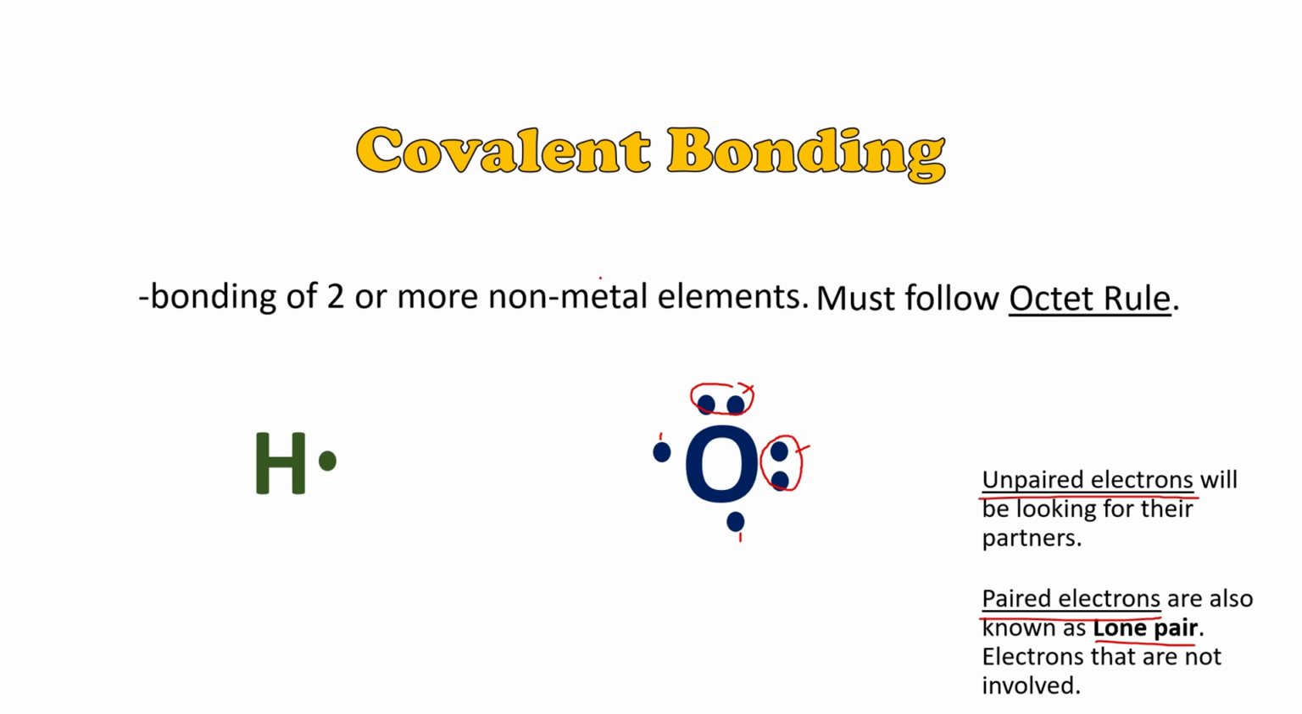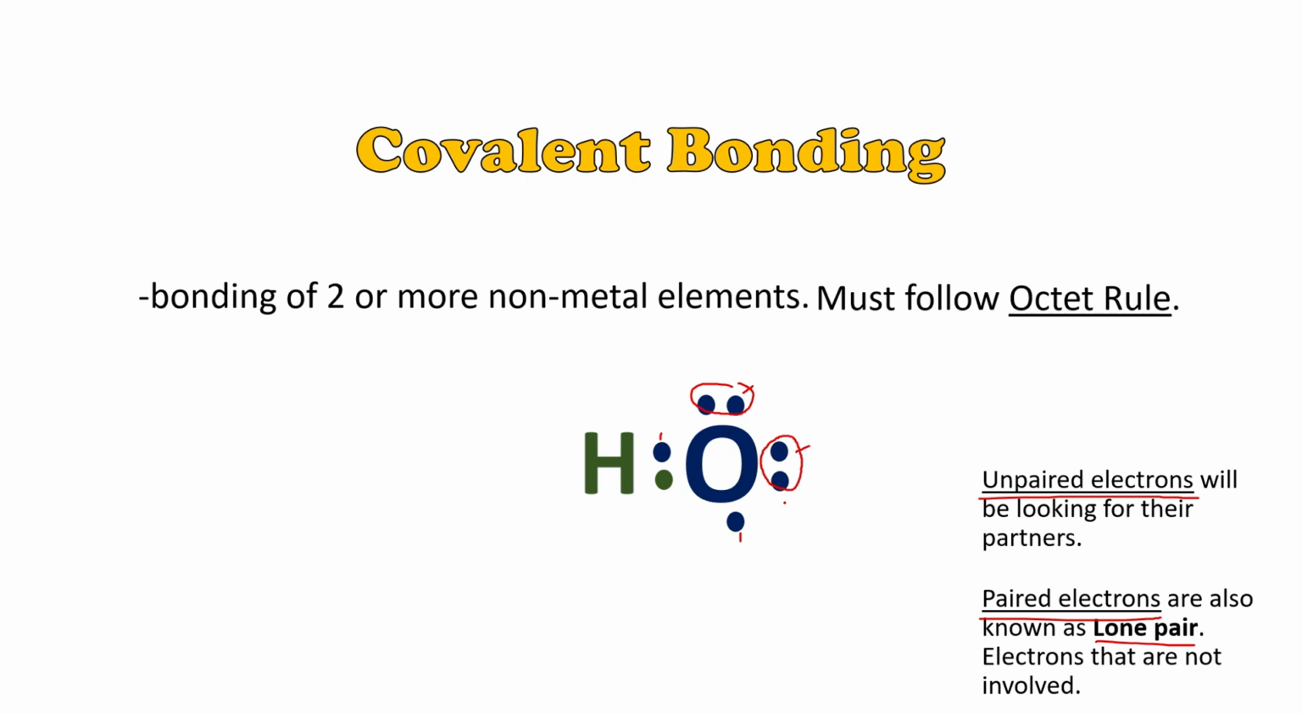But in covalent bonding, the unpaired electrons are the ones responsible for doing the bonding. Okay, the unpaired electrons, we will be using those later on to find the shape of the molecule. Okay, so for example, hydrogen and oxygen bonding with each other.